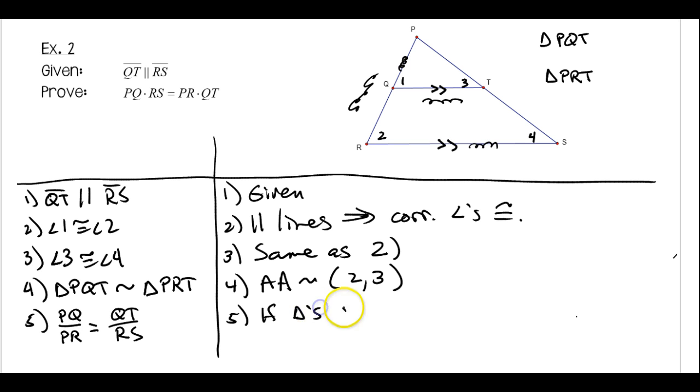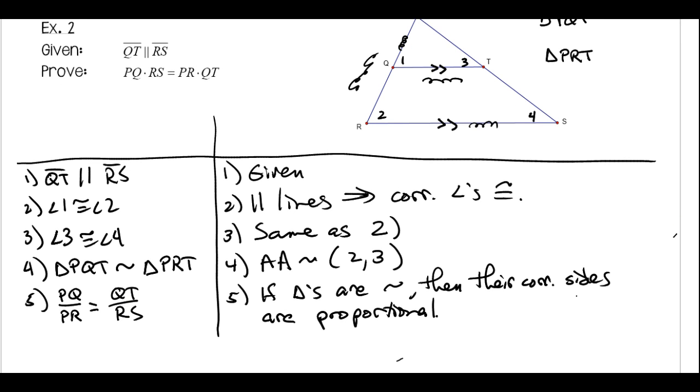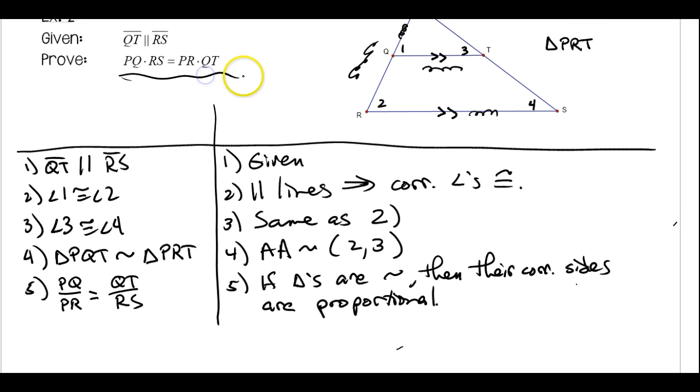If triangles are similar, then their corresponding sides are proportional. And now again, I can see that if I cross multiply, I use my means extremes products theorem, that I will be able to prove what we need up here. So now I'm going to cross multiply, so PQ times RS is going to be equal to PR times QT.